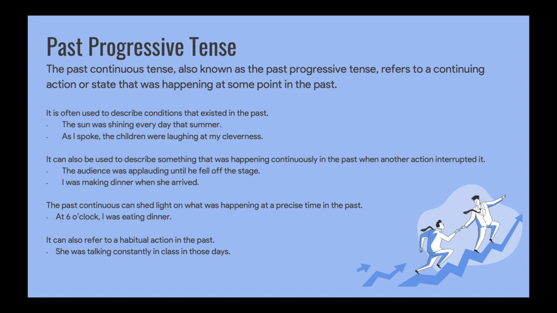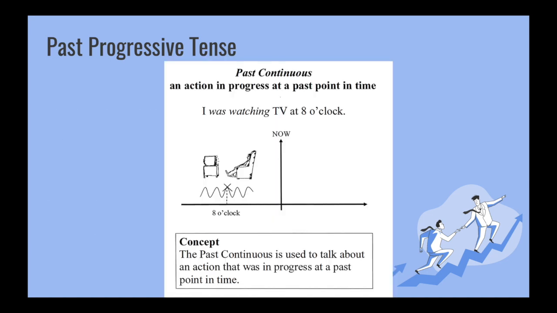And then we can use it to talk about what was happening at a precise time in the past. For example, at 6 o'clock I was eating dinner. And it can also talk about an annoying particular habit in the past. So for example, she was talking constantly in class in those days. Okay, so yeah, she was talking, it means that it is an annoying habit in the past.